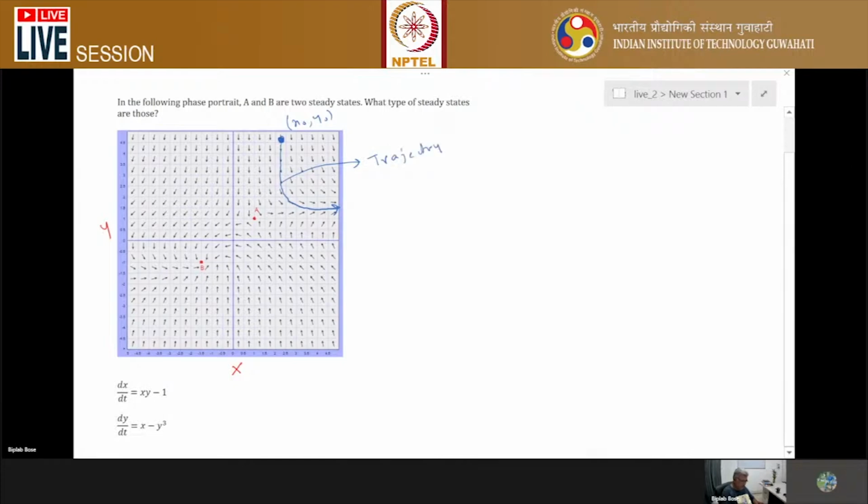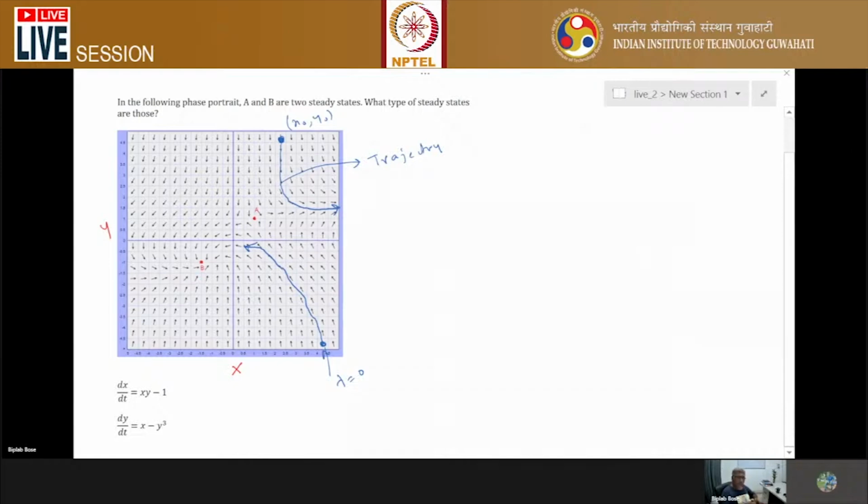If you start somewhere else, for example suppose I start here at t equal to 0, then I will follow the arrows from there and move something like this. This is another trajectory. The trajectory depends upon where you started. Okay, so that is not the question. Let me get back to the question.